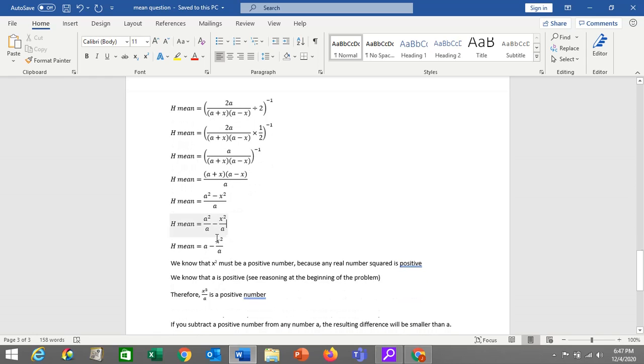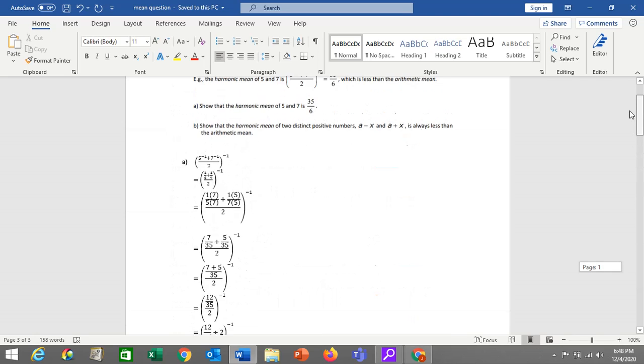So let's think about this x squared over a term for a moment. We know that x squared must be a positive number, because if you square any number, it's positive, right? Whether you have a positive or a negative number, if you square it, your result will be positive. The only case is when x equals 0. If x equals 0, that's not true.